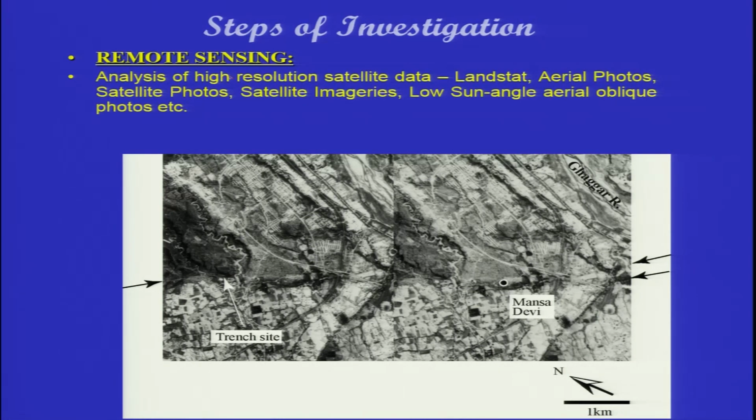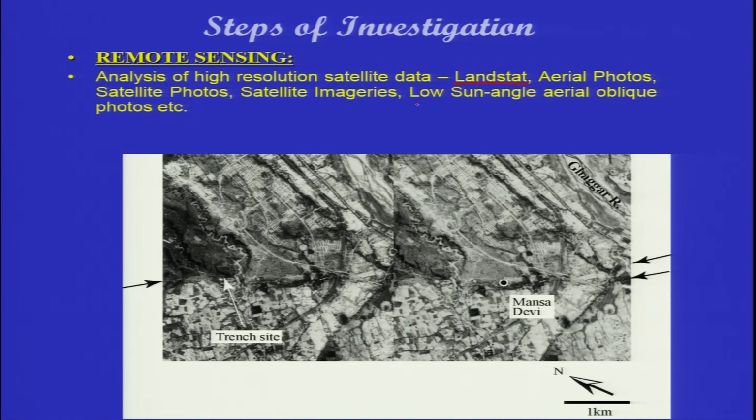So remote sensing is one of the basic steps towards getting into detailed mapping and all that, okay. So you can use analysis of high resolution satellite data, either Landsat, aerial photos, satellite photos, satellite images, low sun angle aerial oblique photos, etc. But as I told, the Landsat doesn't have stereo vision.